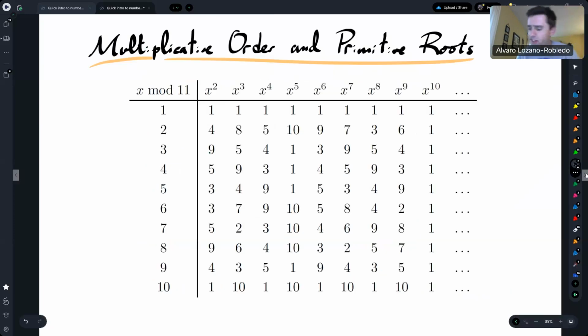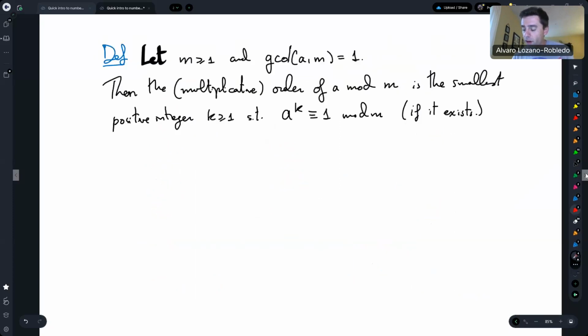So for example, what we just saw is that here the order of 1 is 1, because 1 to the 1 is 1. The order of 2 is 10. The order of 3 is 5. The order of 4 is 5. The order of 5 is 5, but the order of 6 is 10 again. So let me write that for example modulo 11.